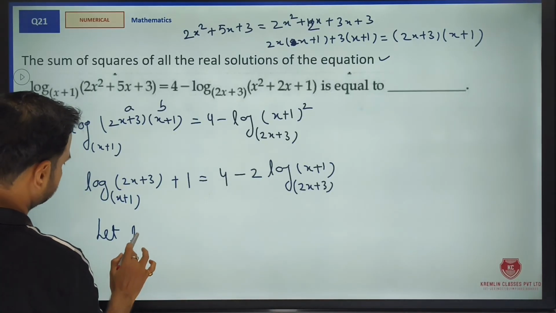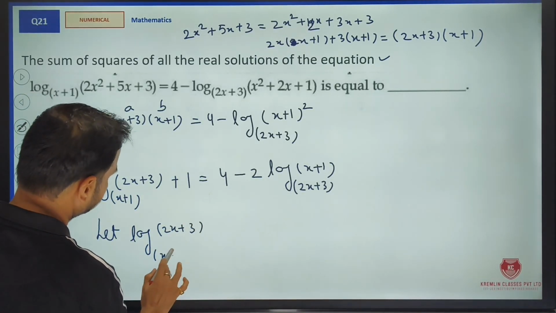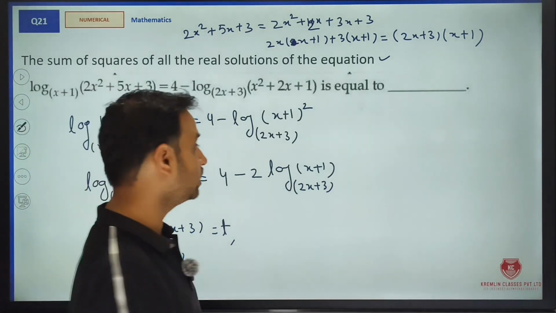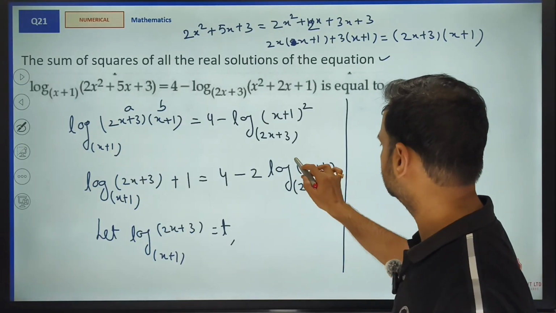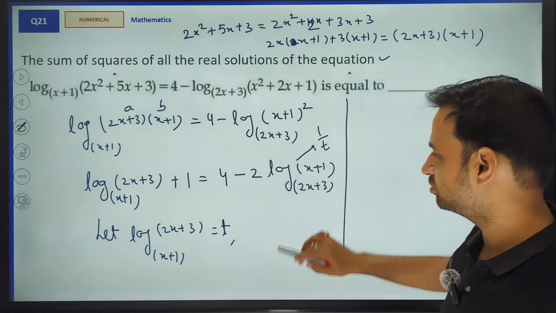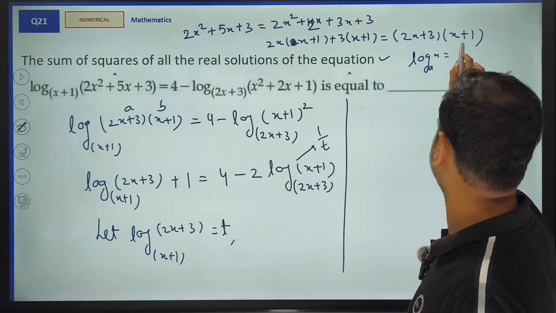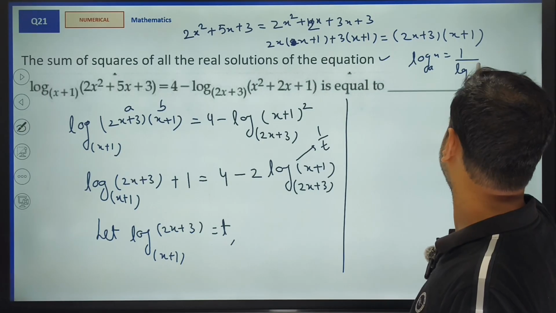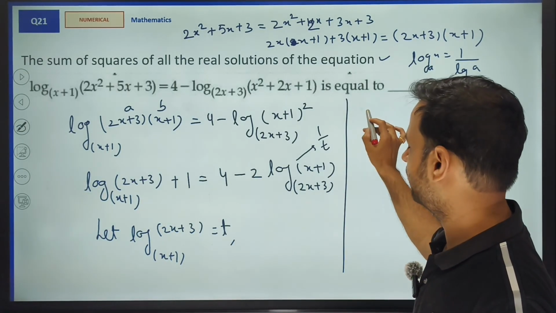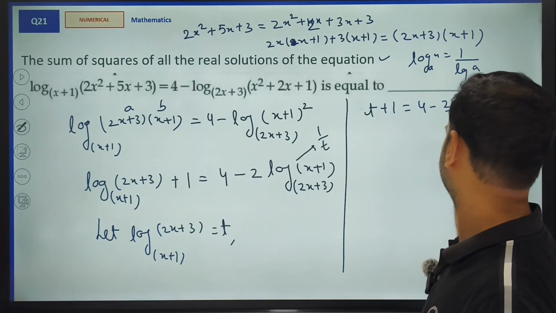Let log of 2x plus 3 base x plus 1 equal t, then the other log is automatically 1 by t. This is 1 by t because the base and exponent have been exchanged, and by the property of log we know that log of a base x equals 1 upon log of x base a. Here all logs should be defined. Yeah, it is the prerequisite condition.